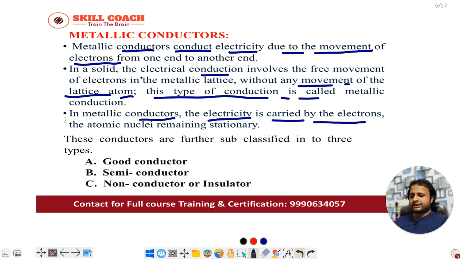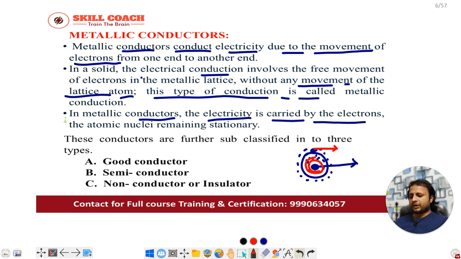We need to understand, suppose this is an atom. The nucleus is somewhere at the center of this atom, the other part is vacant space, and the electrons are in the outer orbitals of this atom. So the entire atom is not moving for the conduction of electricity, only the electrons are moving. That's why we call the nucleus stationary.